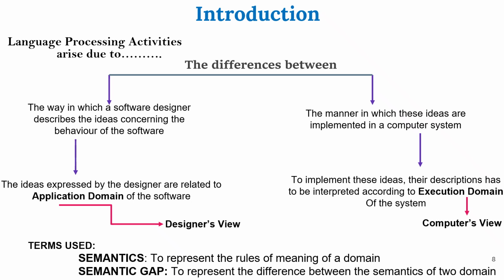Semantic gap का मतलब क्या है? Semantic gap represents the difference between the semantics of two domains. So what are the differences between the rules of each domain?